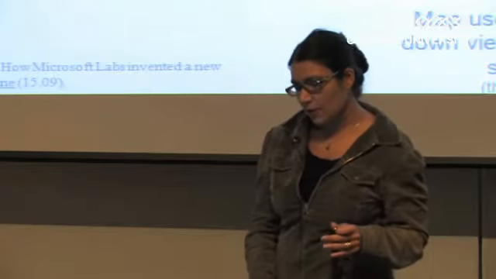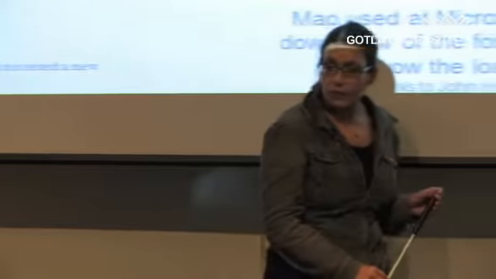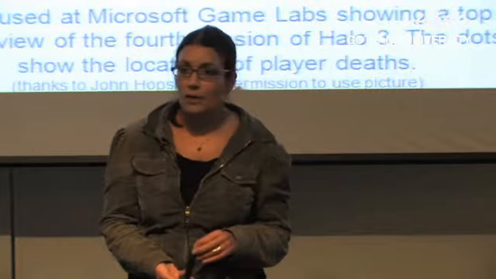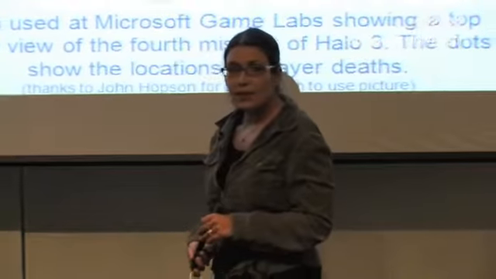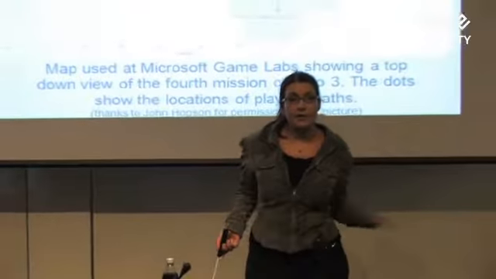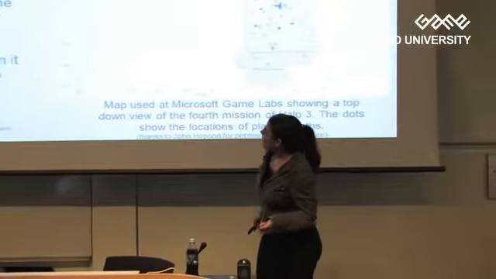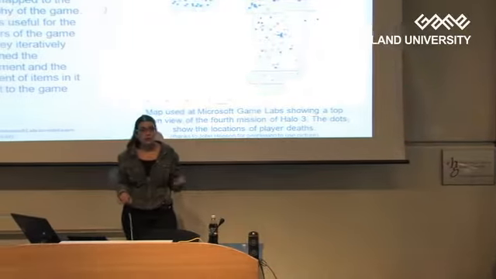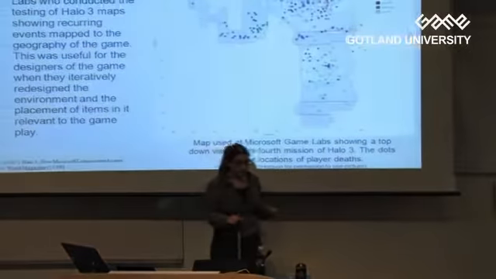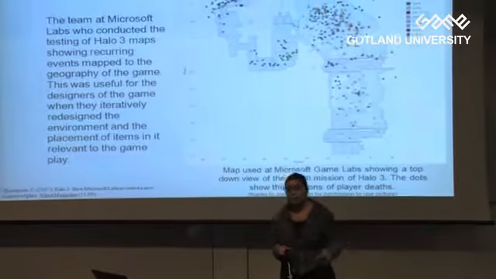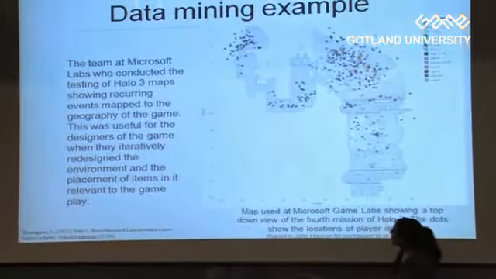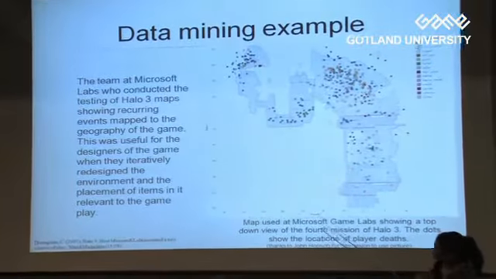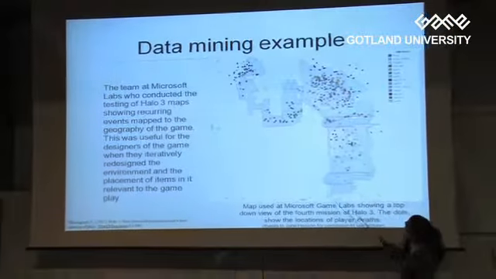This is an example from Microsoft Labs. When they did Halo 3, they used data mining to check the different levels of Halo. There was an article in Wired in 2007, and they have been continuing this work since then. They used heat maps for it. This picture is new. I got it from John Hobson at Microsoft just two months ago. So this is quite a new picture.